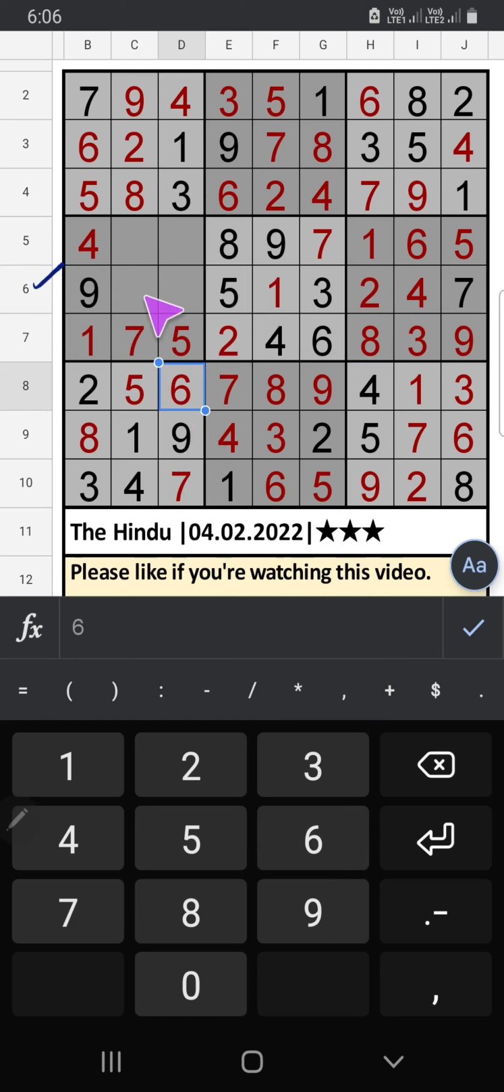Sixth row, two numbers are remaining, 6 and 8. Column C, we have 8. So 8 can't come in this cell. 8 is confirmed here, then 6 is here. Fifth row, only two numbers are remaining, 2 and 3. Column D, we have 3. So 3 can't come in this cell. 3 is confirmed here, then 2 is here.